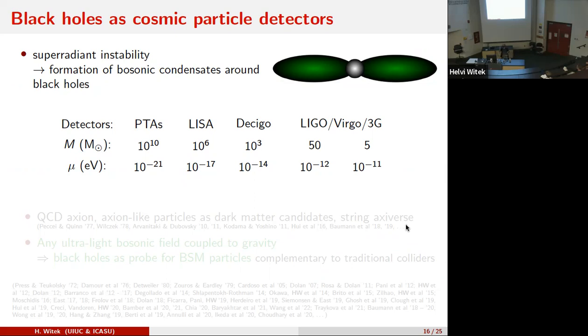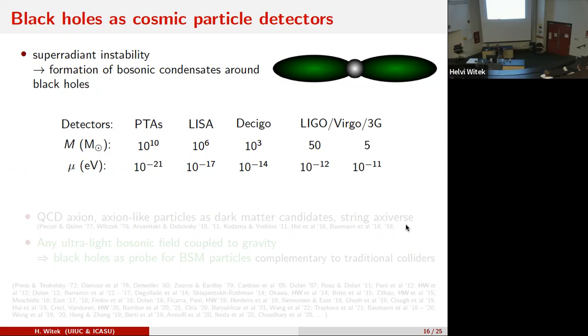So we may have a rotating black hole, and we may want to throw particles at it. If these particles have a sufficiently small frequency, then instead of being absorbed by the black hole, they are scattered off with a larger energy and larger angular momentum. This is what is called black hole superradiance. And if these fields are massive, they can become trapped around our black hole and form what we call a condensate or cloud of scalar fields, or more generally, if you have bosonic fields.